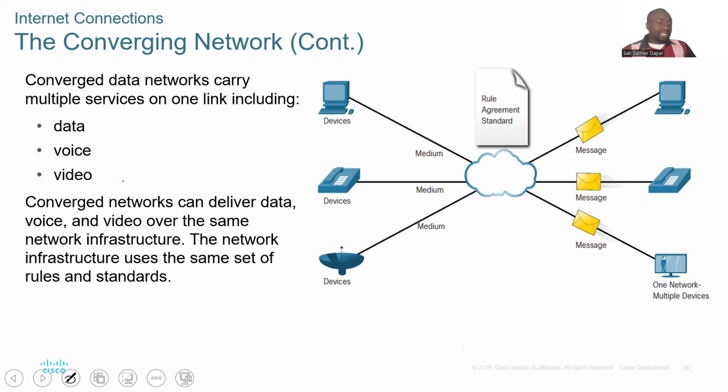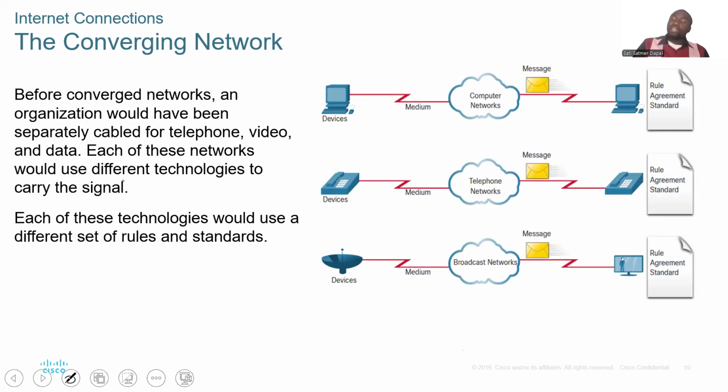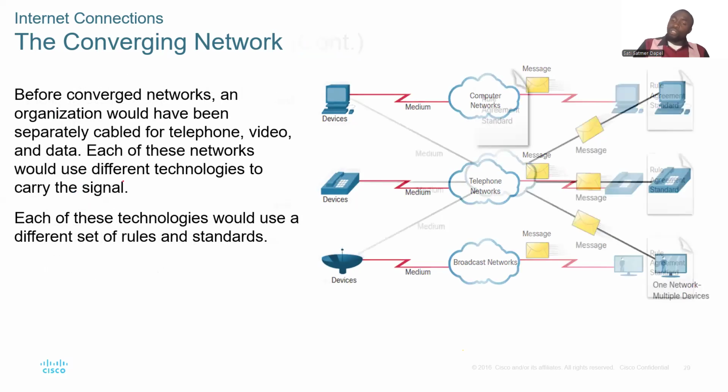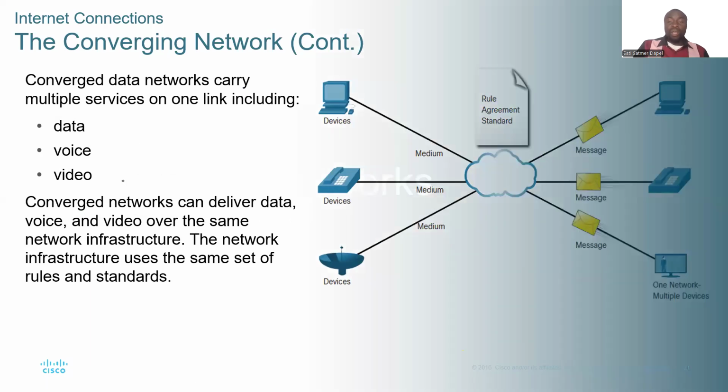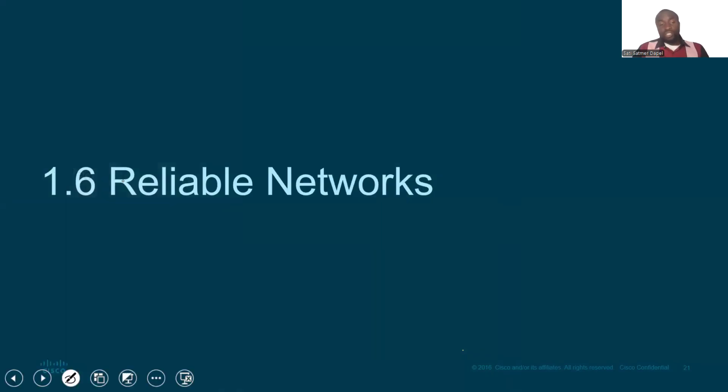So it can deliver data, voice, and video over the same infrastructure. And the network infrastructure uses the same set of rules and the same set of standards. It's not like the other one that has different rules and standards, but this one is the same, and that's why it's called a converged network.